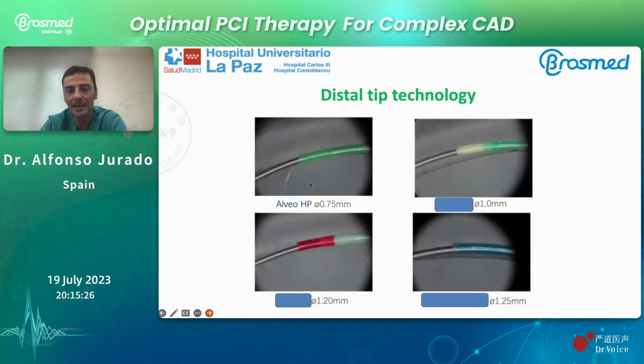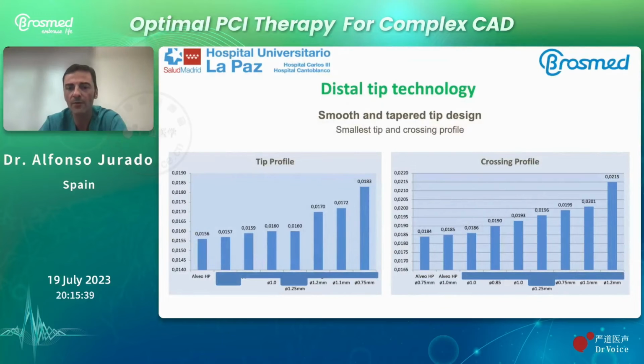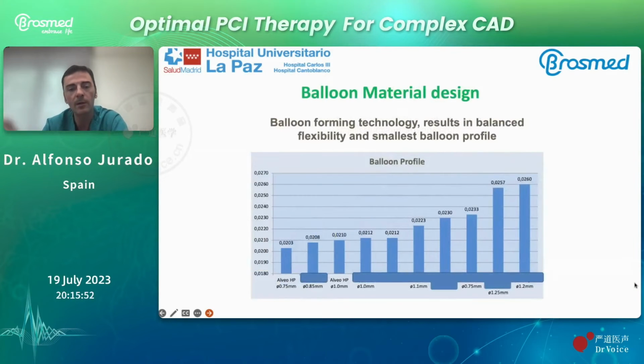If you look at these images of the Alveo 0.75, the transition of the distal tip and the transition with other small devices looks beneficial. And also we have some laboratory data, of course, comparing the tip and crossing profile, the transition between the tip and the balloon of the Alveo and the competitors. And not only the tip and the crossing profile, but also the balloon itself, because of the material with which it is developed, it has very good flexibility and crossing profile.